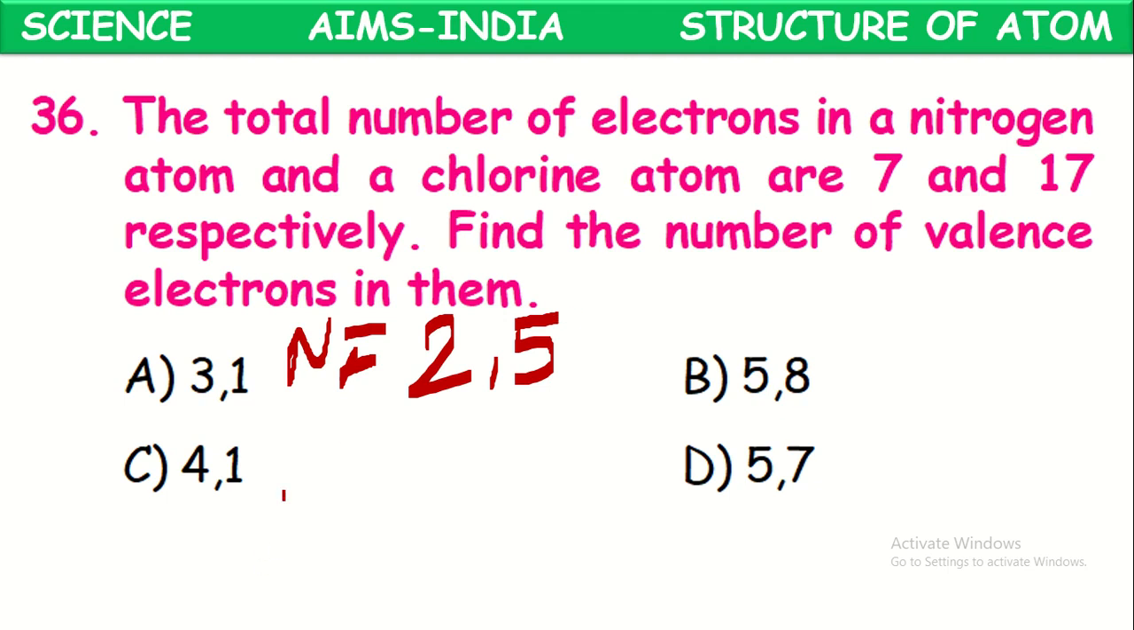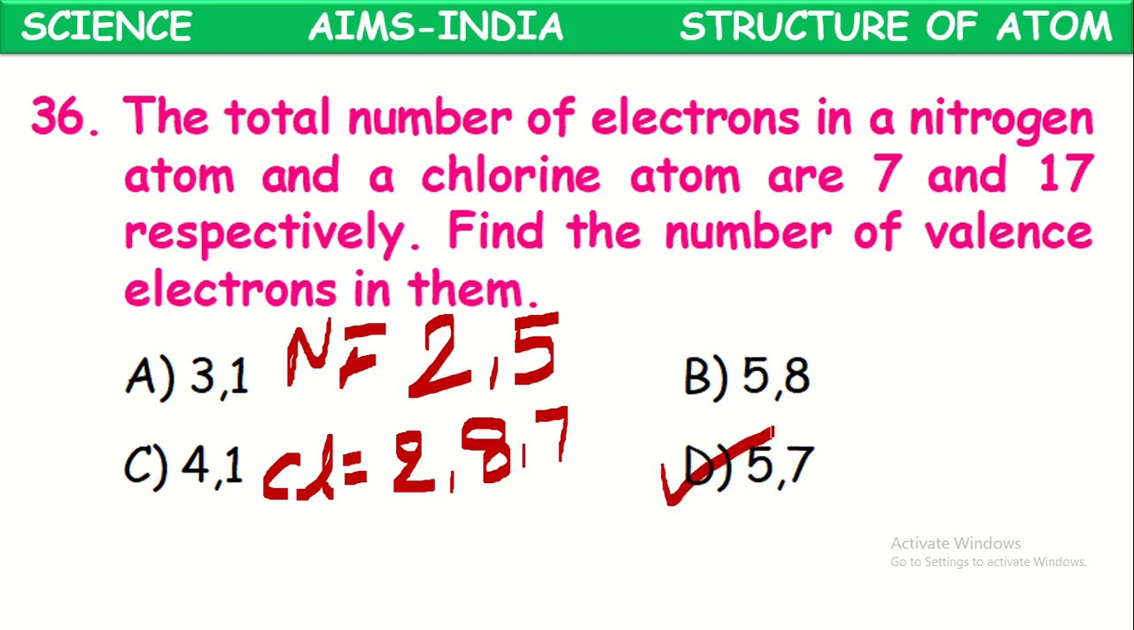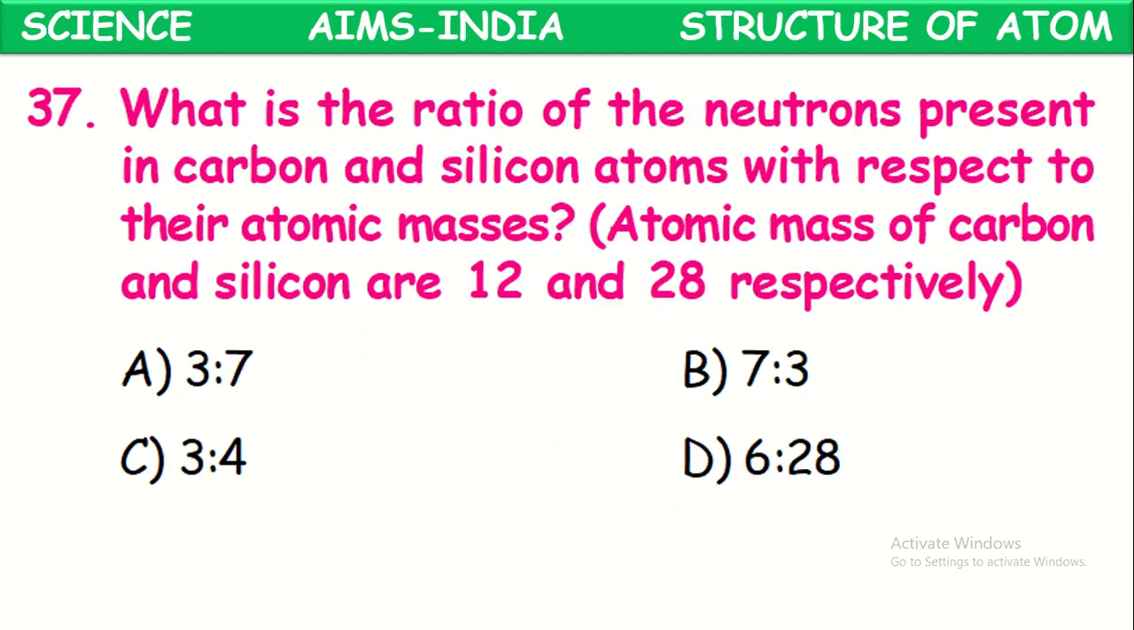If you see chlorine, the atomic number is given as 17, so the configuration will be 2, 8, 7. So the number of valence electrons for nitrogen is 5 and for chlorine is 7. 5, 7. Here it is. Okay. Next.